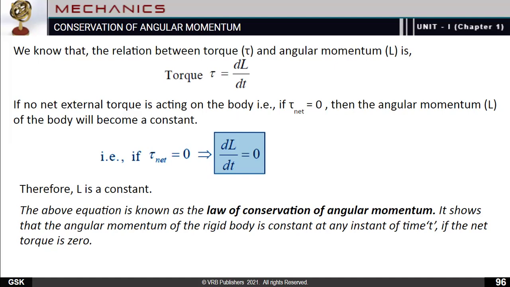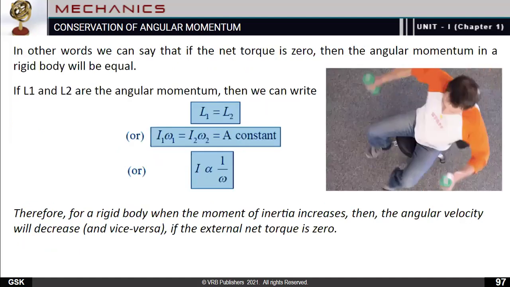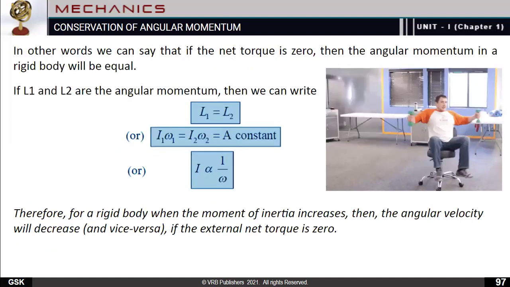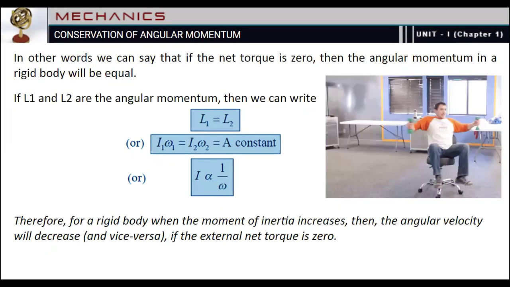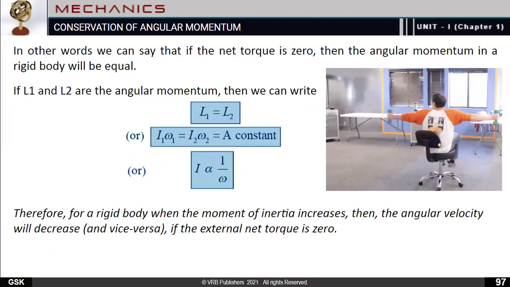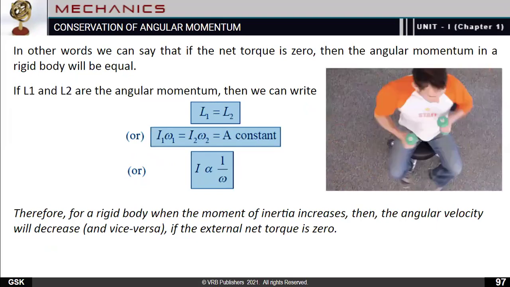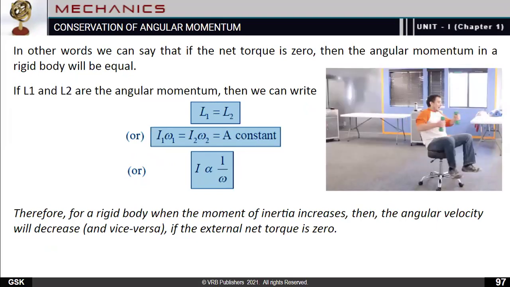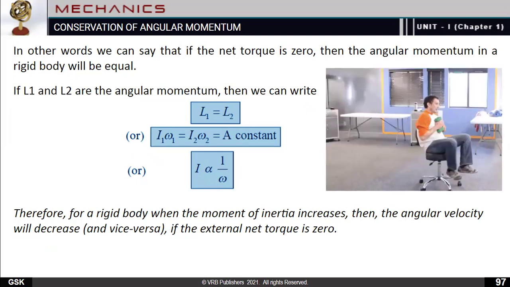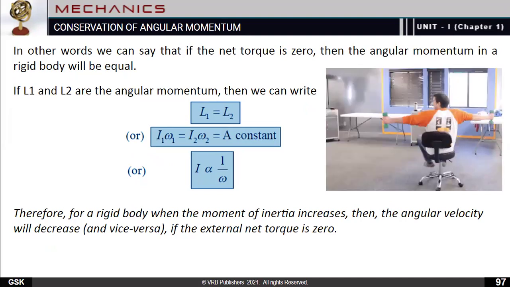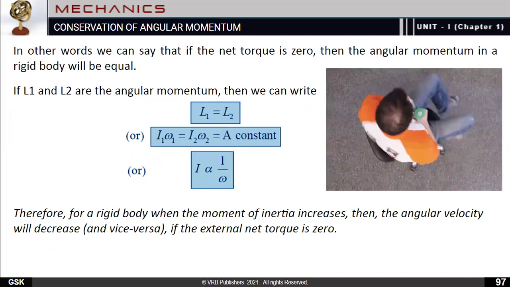It shows that the angular momentum of a rigid body is constant at any instant of time t if the net torque is 0. In other words, if the net torque is 0, then the angular momentum of a rigid body will be equal. Let L1, L2 be the angular momentum, then we can write L1 is equal to L2. We know another formula for angular momentum, that is L is equal to I omega. For L1, it is I1 omega 1, and for L2, it is I2 omega 2.